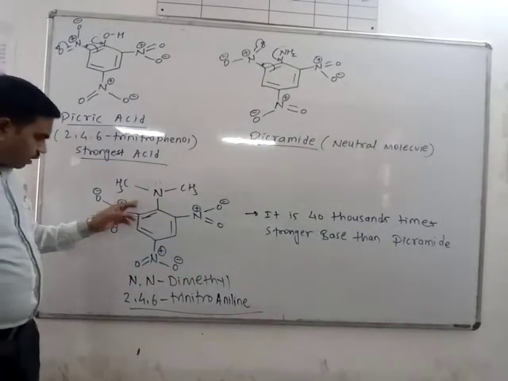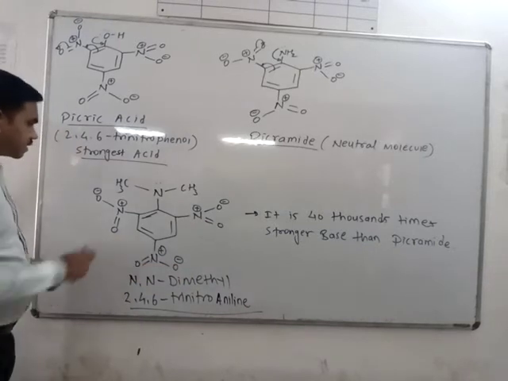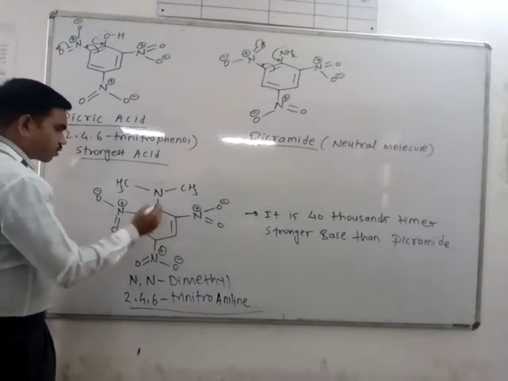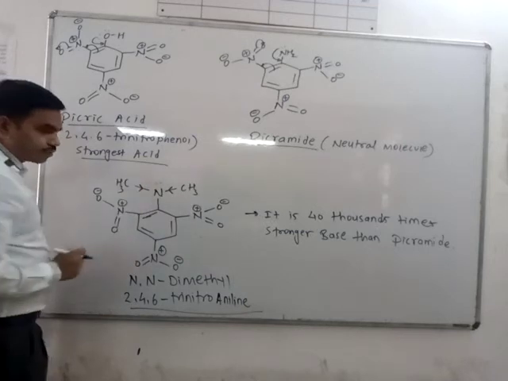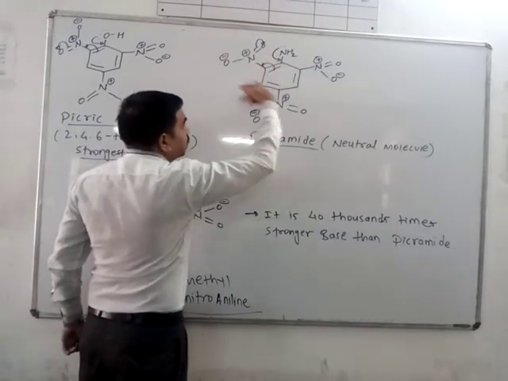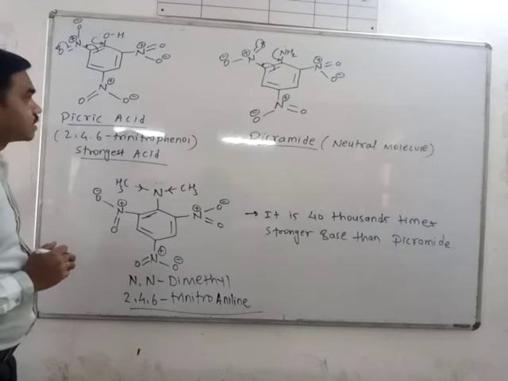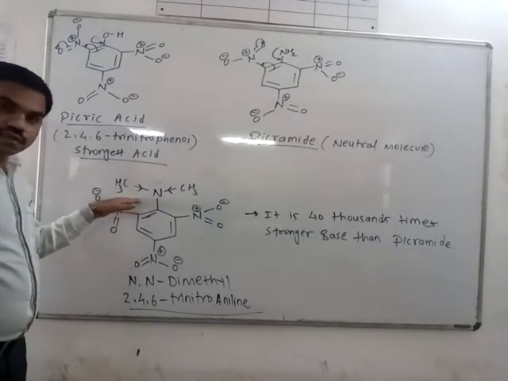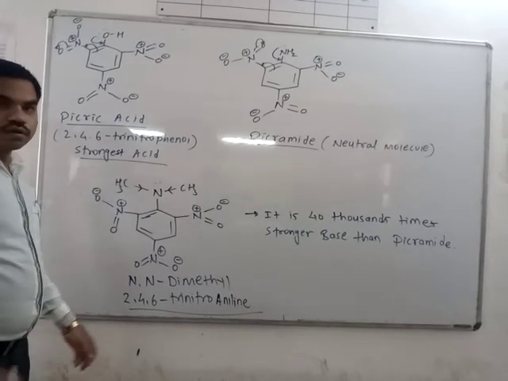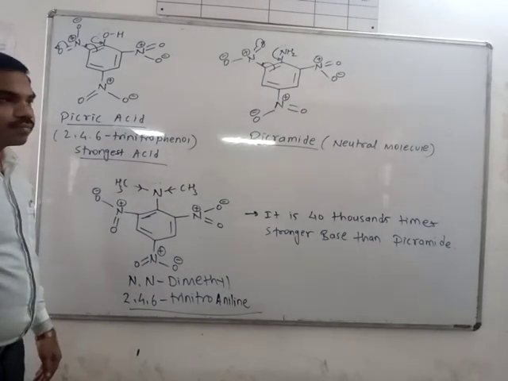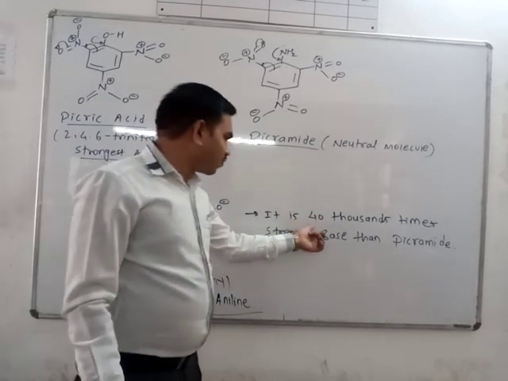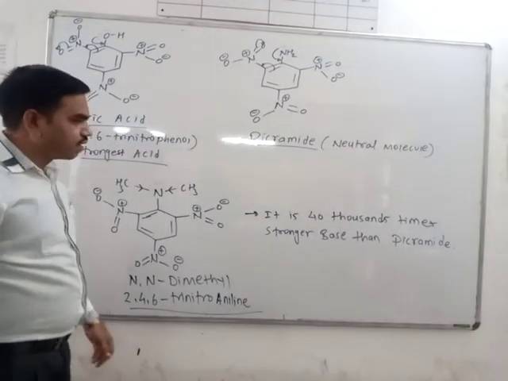Now see here, this is N,N-dimethyl 2,4,6-trinitroaniline. These are 2 methyl groups, and this is nitro, nitro, nitro. So it acts as a base because these two methyl groups are donating, and therefore this lone pair is slightly free as compared to here, because here only withdrawing groups are present. Steric crowding also increases here, but the reason is that these two donating groups allow this lone pair to donate easily, and therefore its basicity increases. So it is 40,000 times stronger base than picramide.